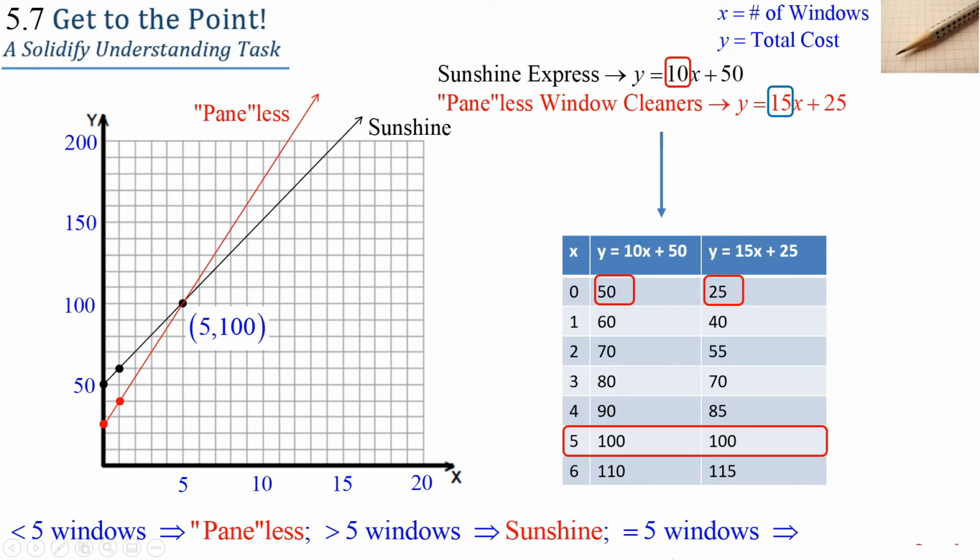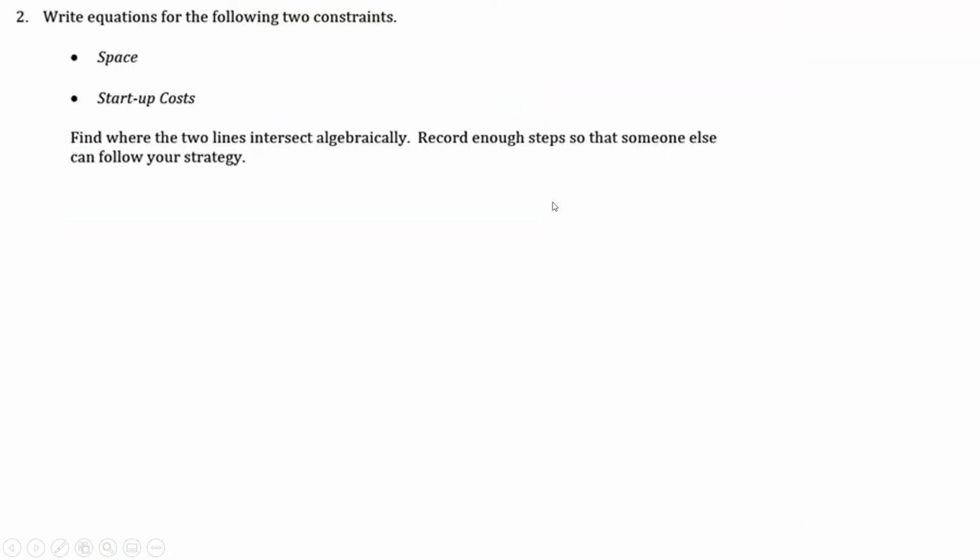Sunshine. And if we're getting exactly 5 windows clean, then we could use either company. It really wouldn't matter. It costs us the same. All right? Very cool. Now, number 2, write equations for the following 2 constraints: space and startup costs.